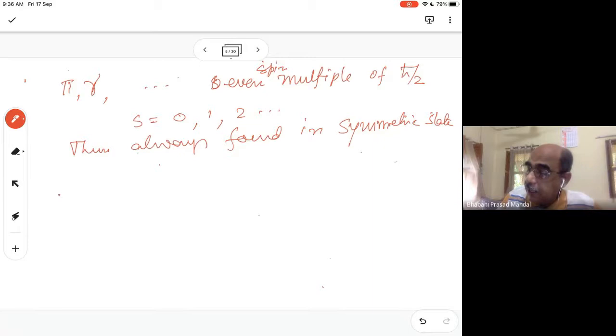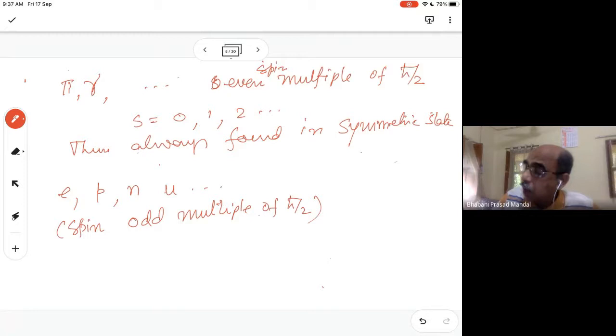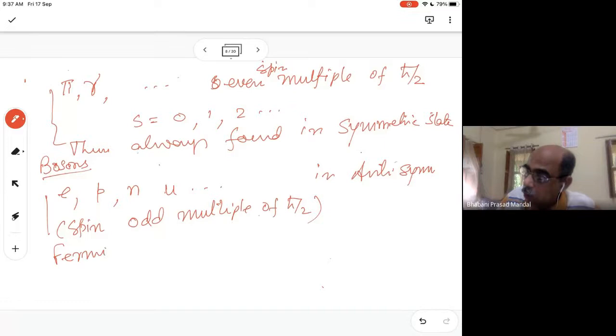And particles like electron, proton, neutron, all these quarks, all these particles have spin odd multiple, and they are observed to be in antisymmetric state. By this time, you all know these particles are called bosons, and these particles are called fermions. So our life is simple. If there are two identical bosons and I interchange them, the wave function will be symmetric. And if two identical fermions, then the wave function will be antisymmetric. But this is an observation from nature. Nature obeys the symmetry and it is found.